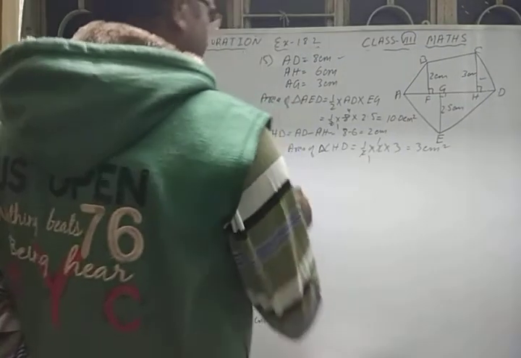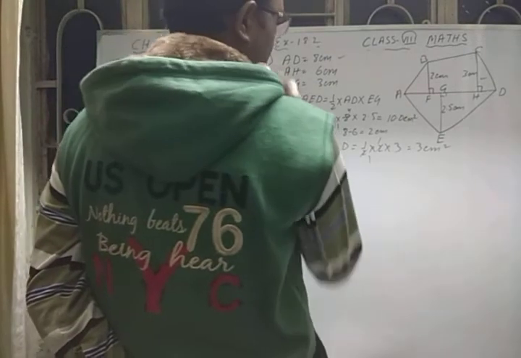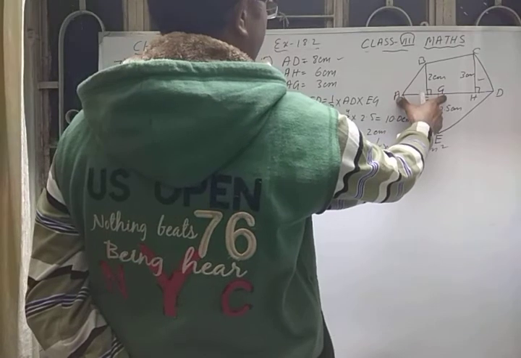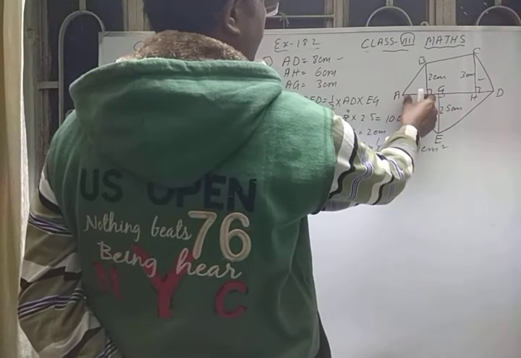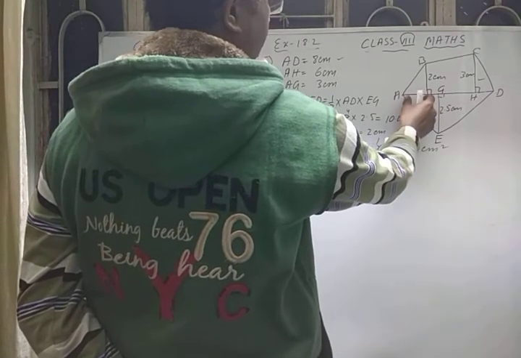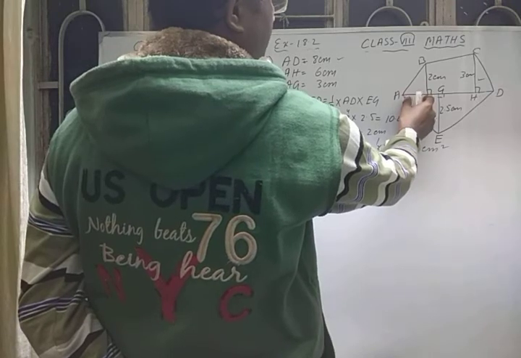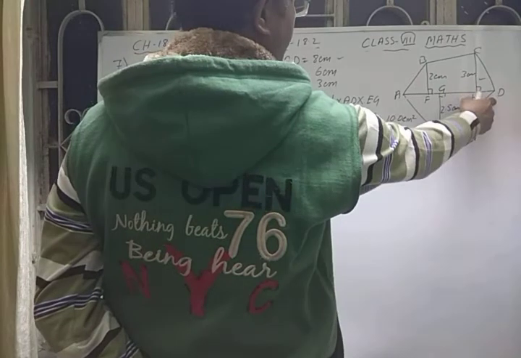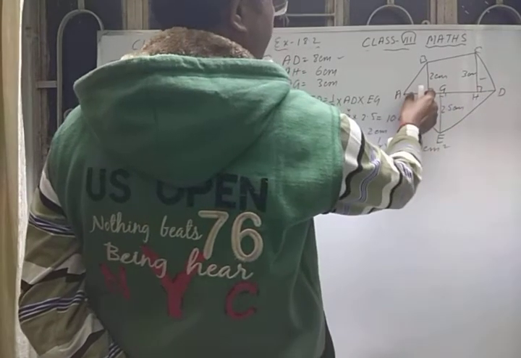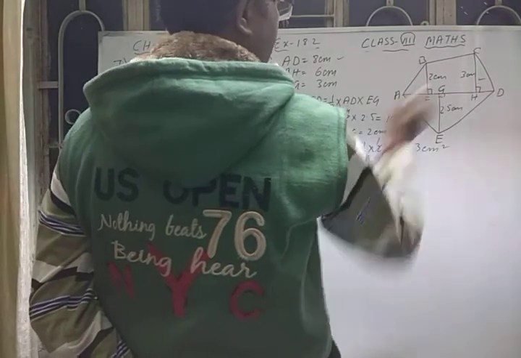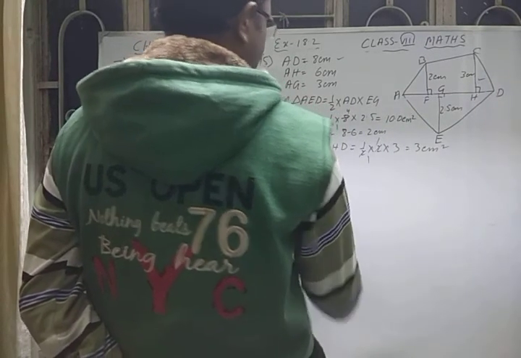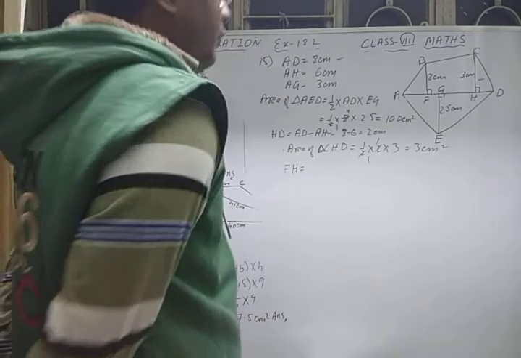So HF, or you can also find the length of AF, because total AG is given 3 centimeter and you don't know the AF. If you subtract from the total, you will get AF. So it's important to find FH first. So FH is equal to how much? How will you get HF?